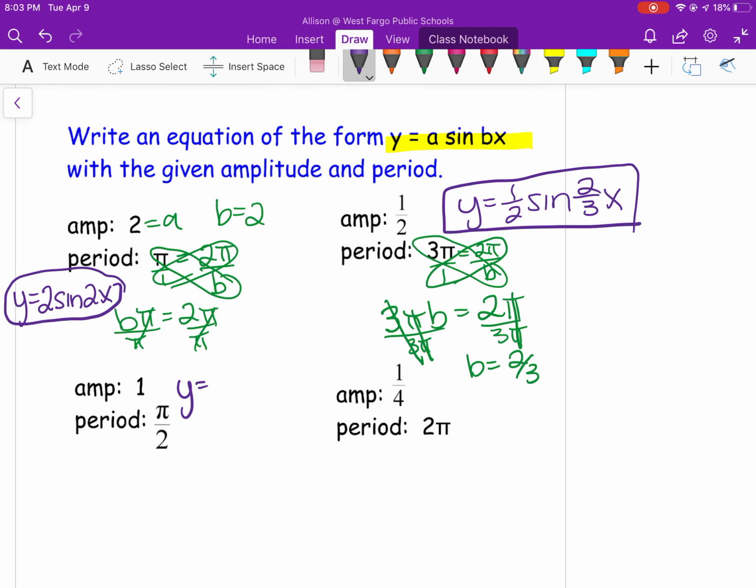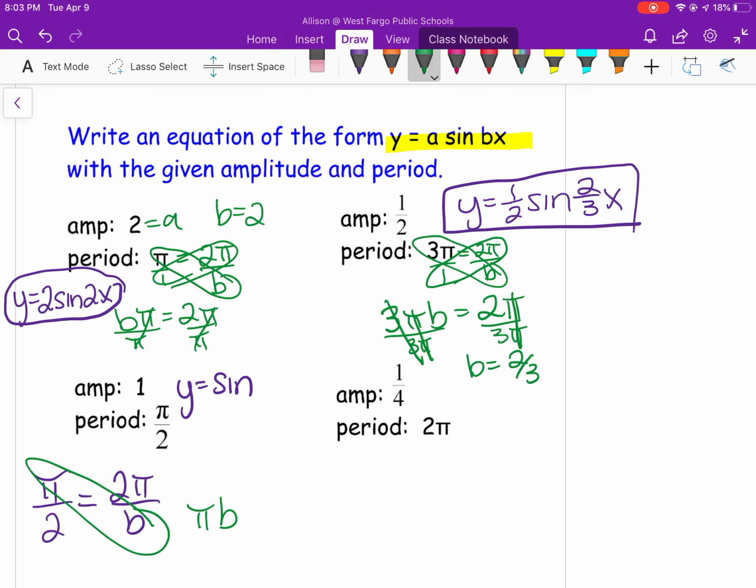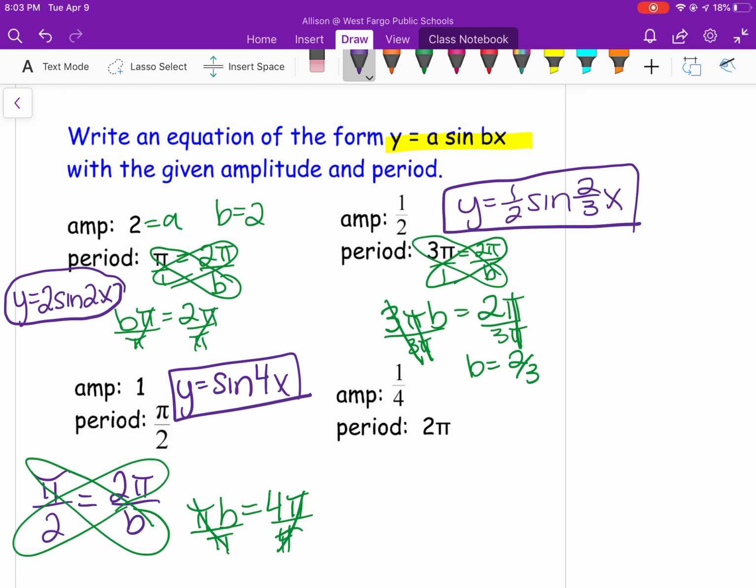So an amplitude of 1 would start us out as just a sine. And then if my period is pi over 2, so if that was equal to 2 pi over b, what would my b equal? So cross multiplying here would give me pi times b equals 2 times 2 pi, which is 4 pi. Divide both sides by pi to get b isolated, and I would get b equals 4. So to finish off my equation, it would be 1 sine of 4x.